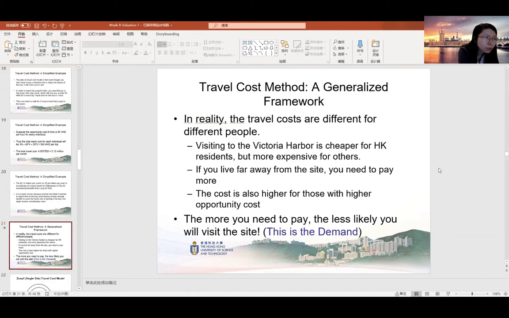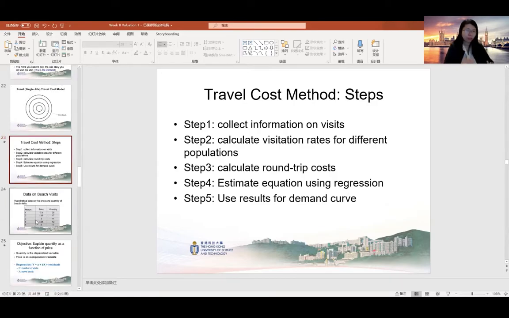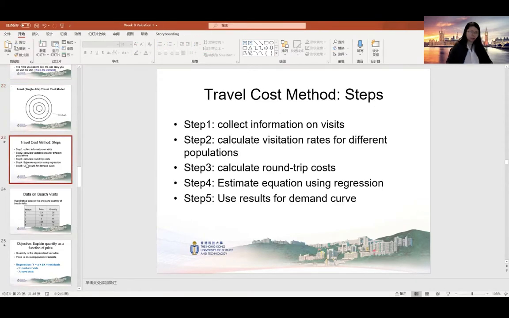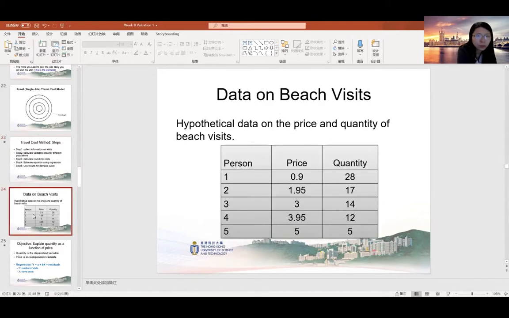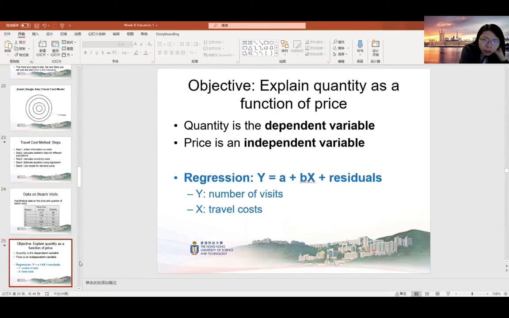So a more generalized approach applying travel costs is to collect information on visits and calculate round trip costs for each zone. Sometimes you just divide areas around the beach into different zones. You're able to collect the number of visits originating from each zone. You calculate the round trip cost. You are able to get a table like this. Here the price is more like travel cost. When the travel cost is higher, the quantity reduces. That's the exact idea of a downward sloping demand curve.